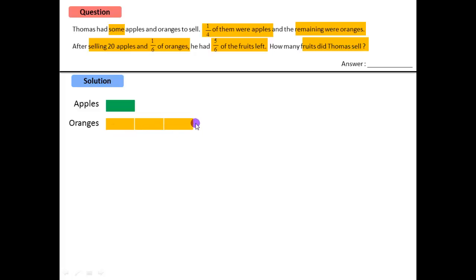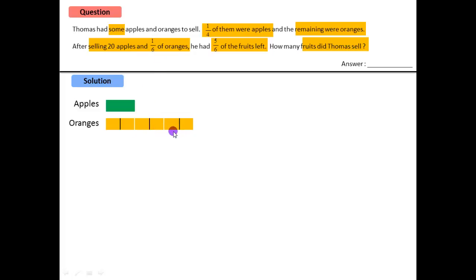The next key point states that Thomas sold 20 apples and 1/6 of the oranges. Here in the oranges we have 3 units. So how do we get 1/6? To make this part-whole model more understandable, we can divide these 3 blocks into 6 blocks so that we can get 1/6 of the oranges. So let's divide it into 6.